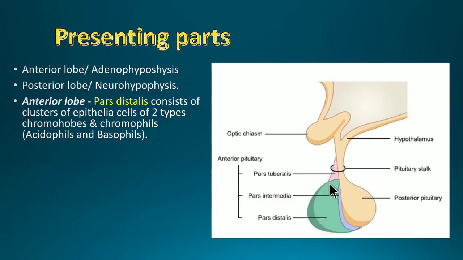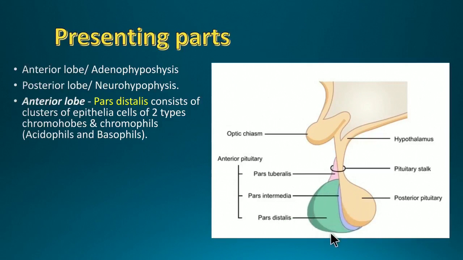or the adenohypophysis. So the adenohypophysis mainly consists of the pars distalis and of course some part extending into the pituitary stalk as the pars tuberalis, and then the pars intermedia. Okay, it is actually intermediate between the anterior and the posterior part.